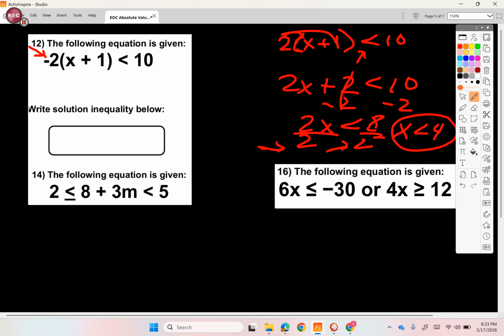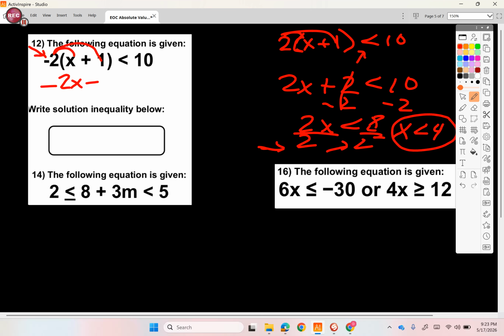I can't repeat this enough. If you get a negative answer, that doesn't mean you flip it. Only your work makes you flip it, if while you're solving, you divide or multiply both sides by a negative. So let's watch it happen over here.